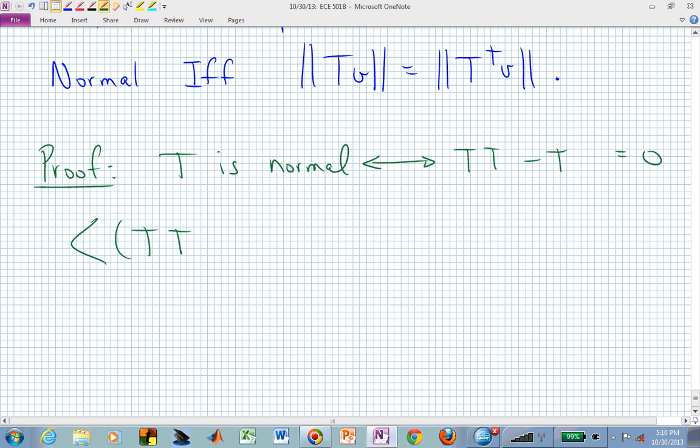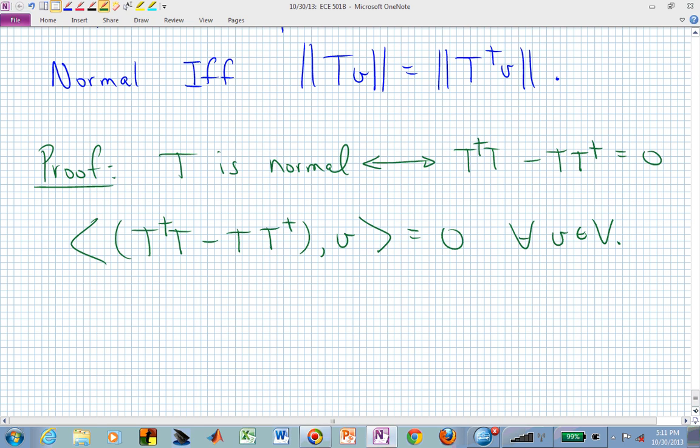So now let me say that this is going to be T dagger T minus T T dagger, because I want my dagger there. T dagger T minus T T dagger, that's 0, with V is equal to 0 for all V. Is that okay? So T dagger T minus T T dagger is 0. T commutes with its adjoint. Now let me use that 0 in an inner product with V.